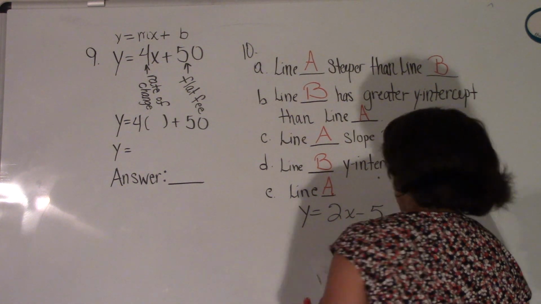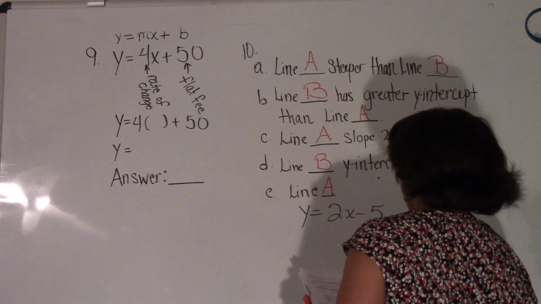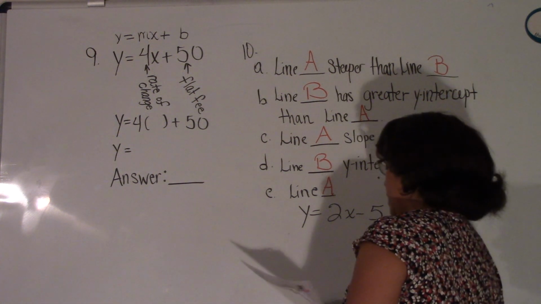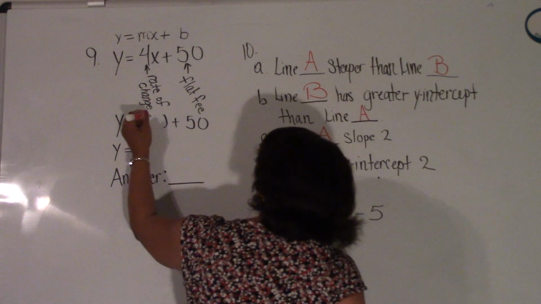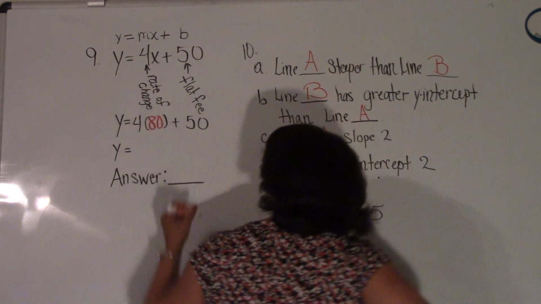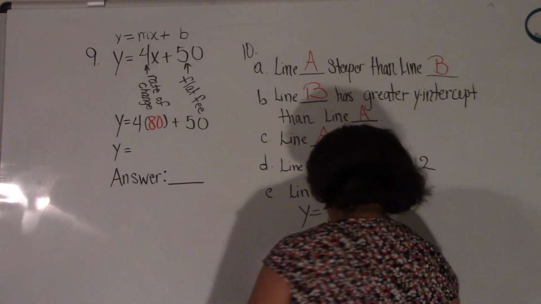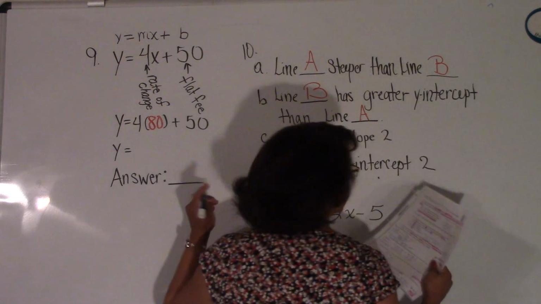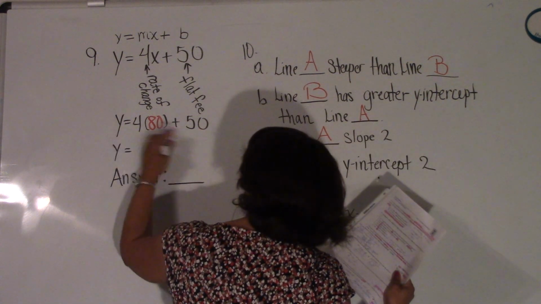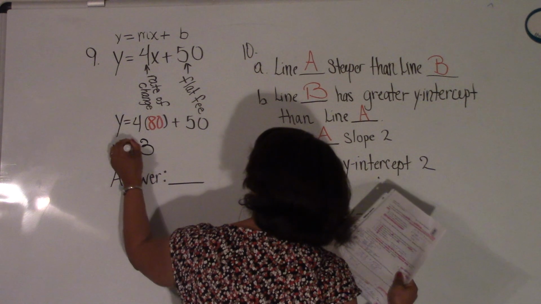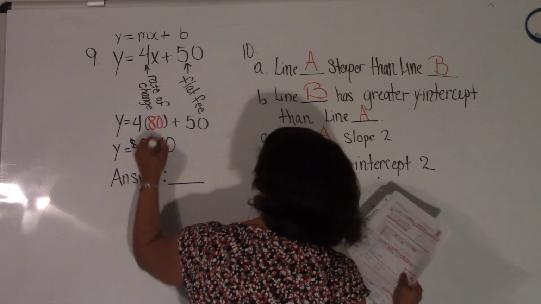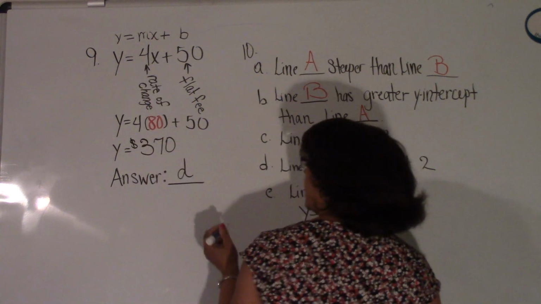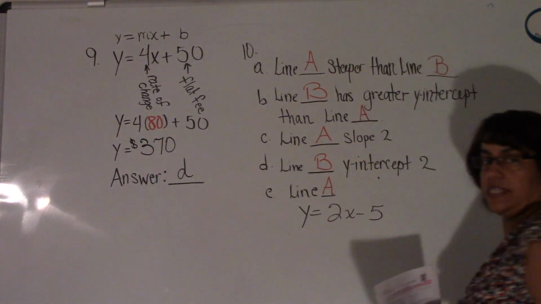So now we want to see how much money you would give to the marathon if you go for 80 miles. So if you run for 80 miles, you're going to plug in 80, and you're going to do your multiplication and addition, and you'll get your answer. And what we get is 320 plus 50, which is $370. So the answer is D. You have this equation, and this is the amount of money. So that's number 9. The answer is D.